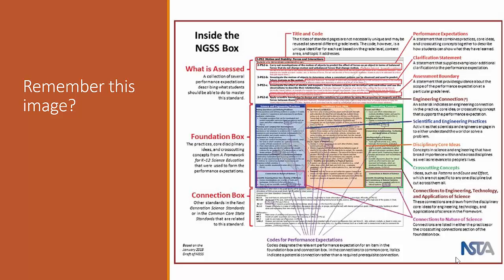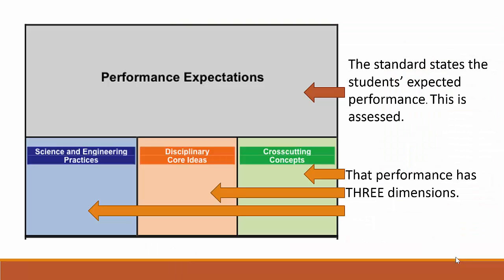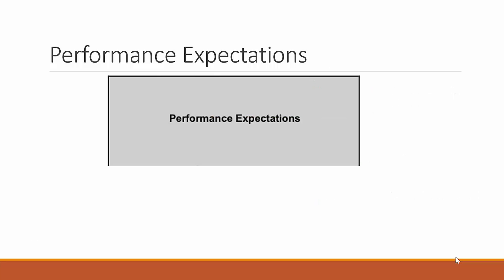In fact, if you look at all the parts together, like you see it here, it could make you cry. But they're relatively simple to understand when you think about it this way. The standard is actually a performance expectation, and that states what the student's performance should be. That is the assessed part of the standards. That performance expectation has three parts: a science and engineering practice, a disciplinary core idea, and a cross-cutting concept, all combined together to make one performance expectation.